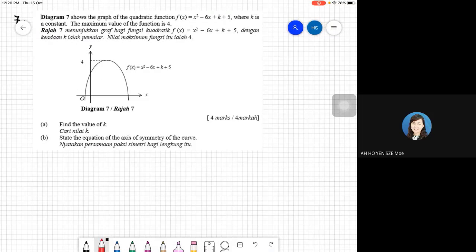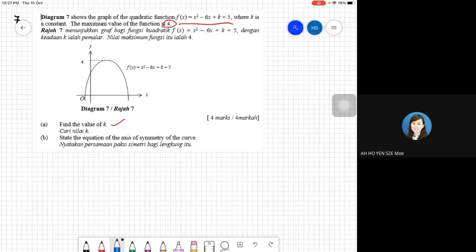Given the function. Okay, so you see the function is not in the form of completing the square. Okay, dia tak ada dalam bentuk completing the square. So kalau tak ada dalam bentuk completing square, you have to do the completing square lah. Okay, sebab dia bagi satu lagi maklumat di mana the maximum value is 4. Okay, then the one to find the value of K. Okay, so no other choices. You have to do the completing the square. Okay, because they've given the general form, which is not completing the square.